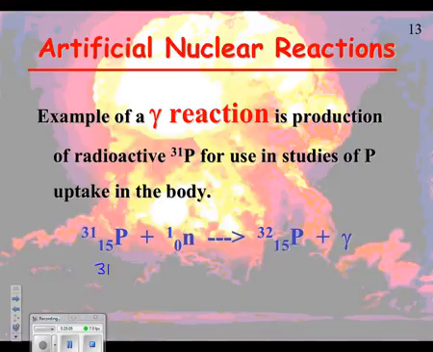3115P, and I love how this just goes after I going so often, so quick. It should be on top of each other. Plus 10N yields 3215P plus a gamma. So this is how they would produce phosphorus for uptake in the body. And then it would radioactively decay because it's not stable. Okay?